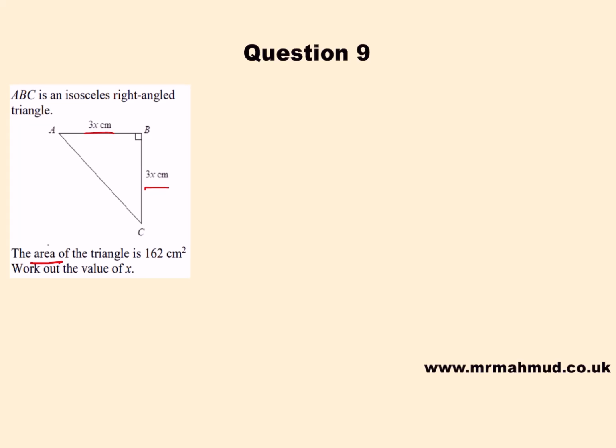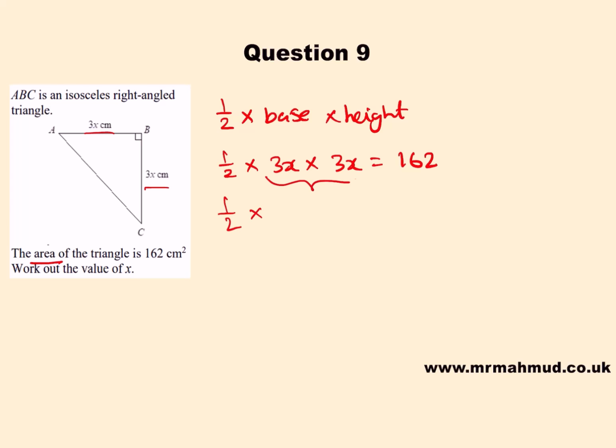Now we can see the keyword is area, so we can work out what the area is in terms of x. So we know area of a triangle is half times base times height. So we can form an equation. So half times base is 3x and the height is 3x, and we know the area is equal to 162 centimeters squared. So let's solve this bit first. 3x times by 3x is 9x squared, which is 162.